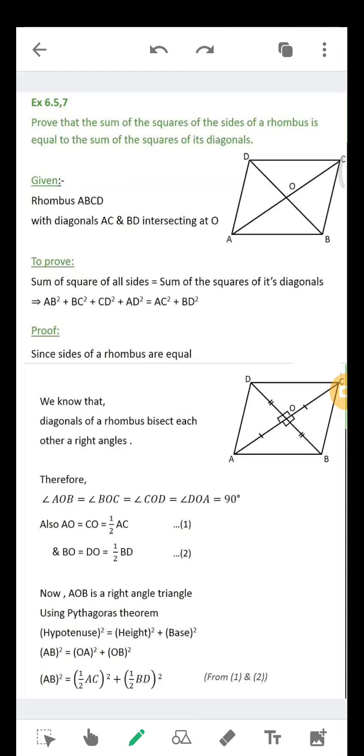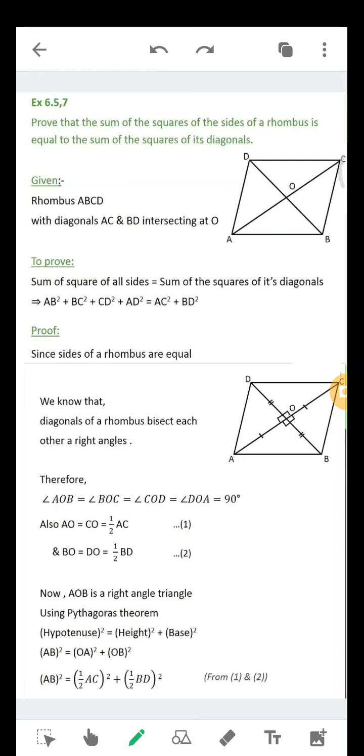Hope you remember the properties of a rhombus. The diagonals of a rhombus bisect each other at right angle and they will not be equal. All the sides of a rhombus are equal. Diagonals of a rhombus bisect each other at right angle.